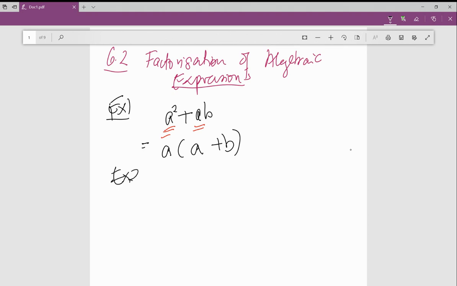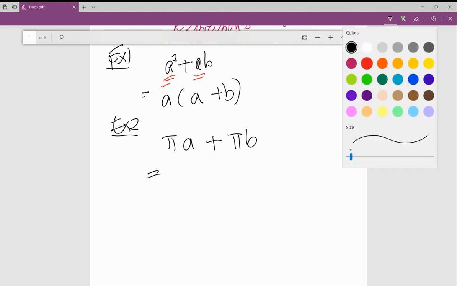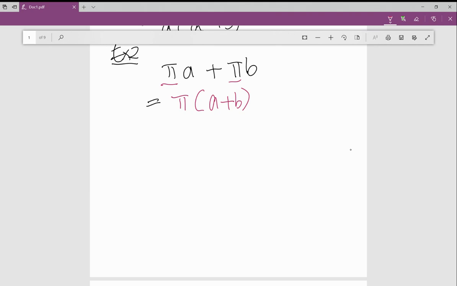Let me give you another example. Example 2. For example, let's say pi times a plus pi times b. What is common? a and b are not common, but you know that pi is common. So what you can do is bring the pi out, and what you're left with is a plus b. Okay, I'll go on to example 3.